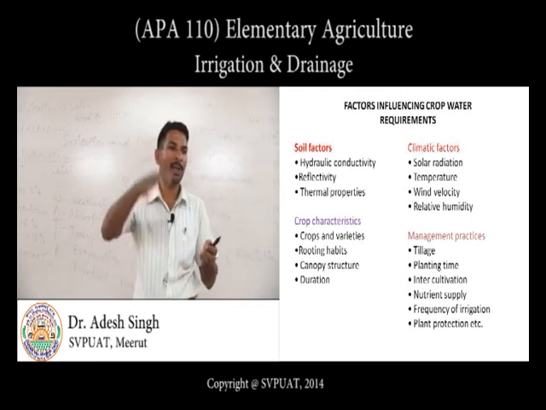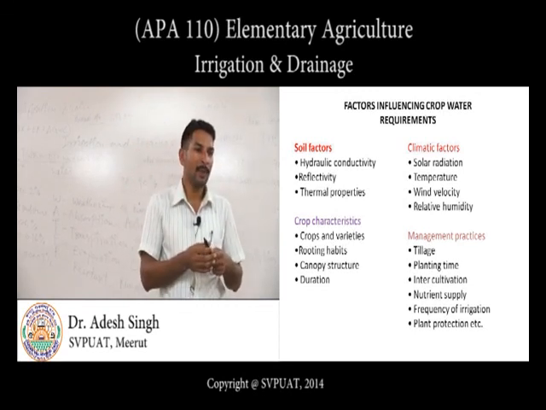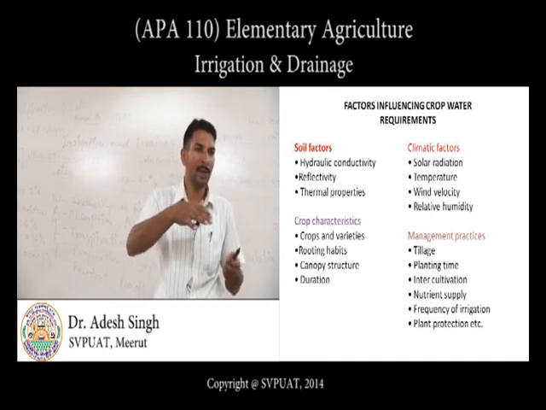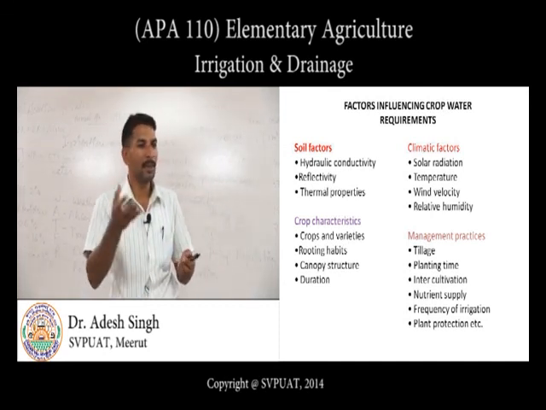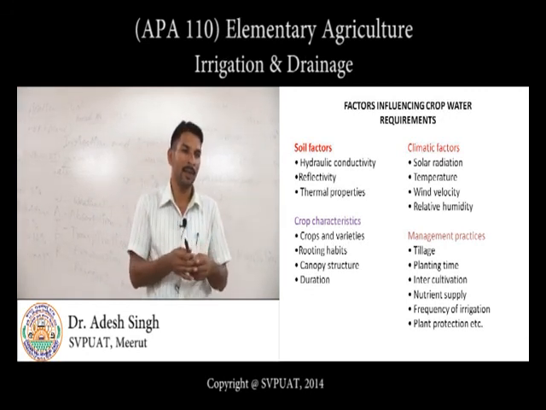If wind speed is more, more transpiration occurs, so there is more water requirement. Likewise, if temperature is more, then evaporation and other processes speed up, so water requirement is more. So these factors can also be correlated with the water requirement.